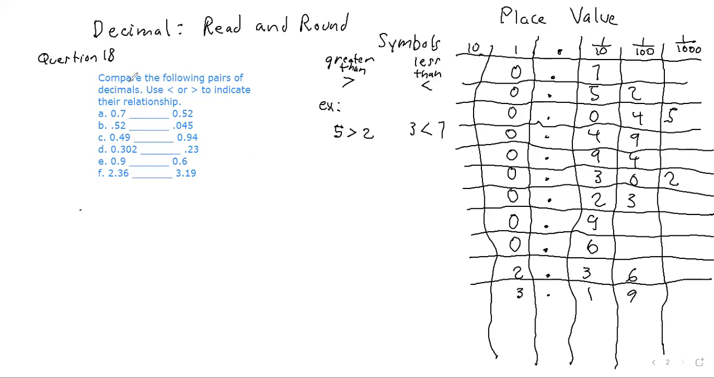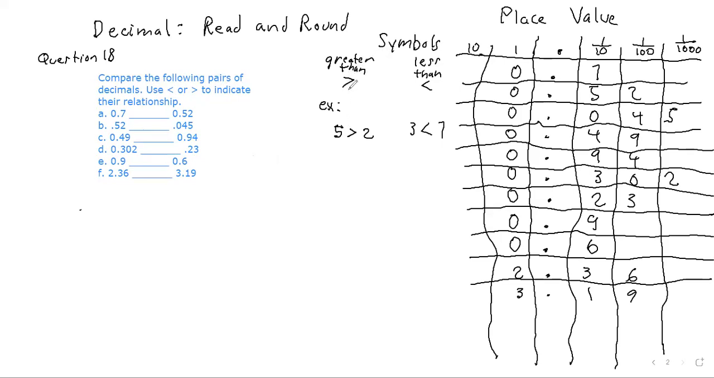The question states, compare the following pairs of decimals. Use less than or greater than to indicate their relationship. So first we have to understand what less than or greater than is. Those are symbols like equal to, and they just represent a relationship between two numbers.